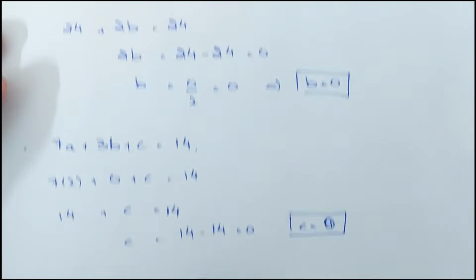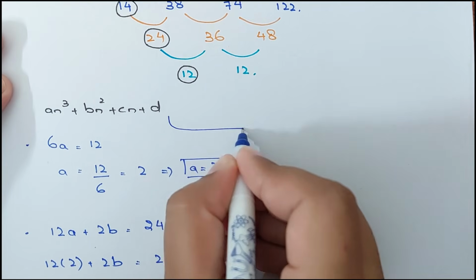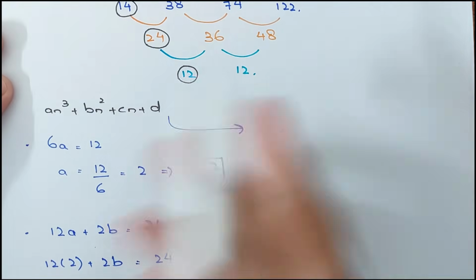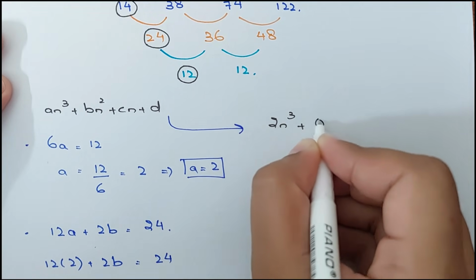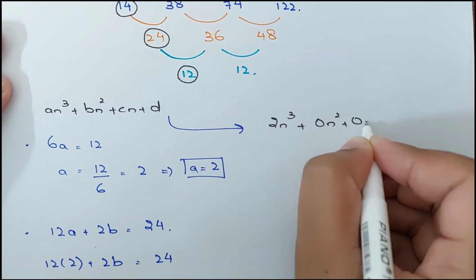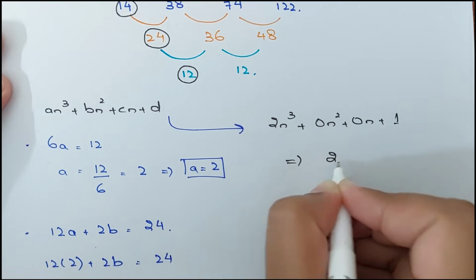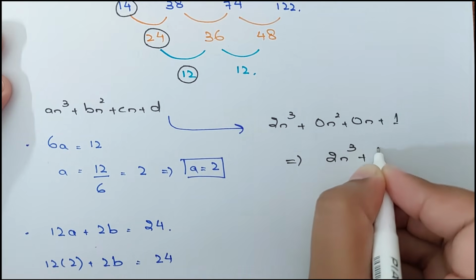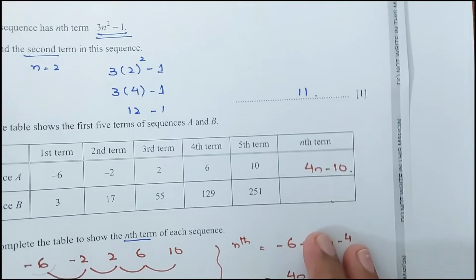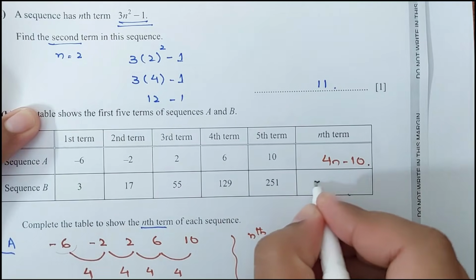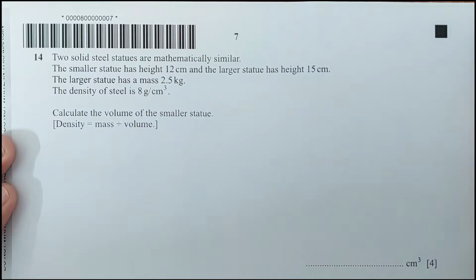Okay, D is 1, C is 0, B is 0, and A is 2. So just plug all the values into that equation and you will get A is 2n cube, B is 0n square, C is 0n, and the D value is 1. So we can say the cubic sequence is 2n cube plus 1. That is the nth term for sequence B, 2n cube plus 1. Right.